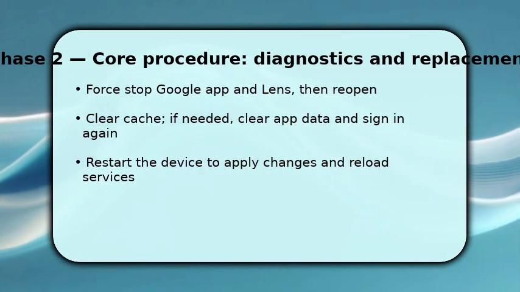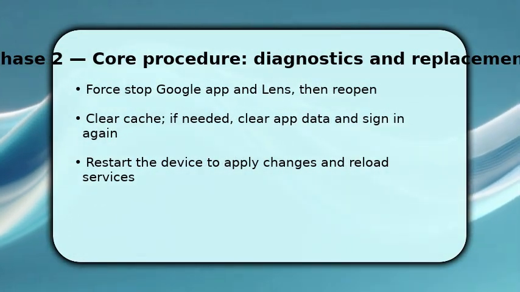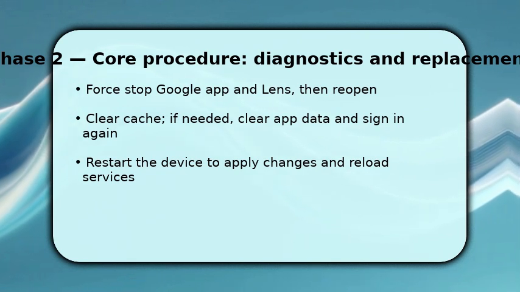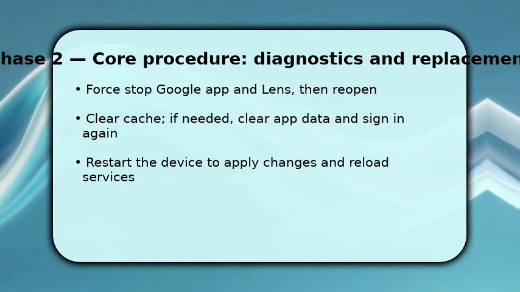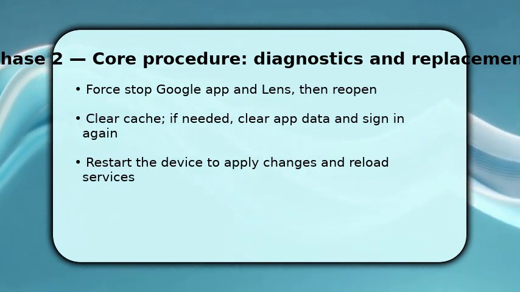Next, force stop the Google app and Google Lens if they're running. This releases stuck processes. Then clear cache first. If problems persist, clear app data, which resets Lens settings. You will sign back in, so have your account ready.